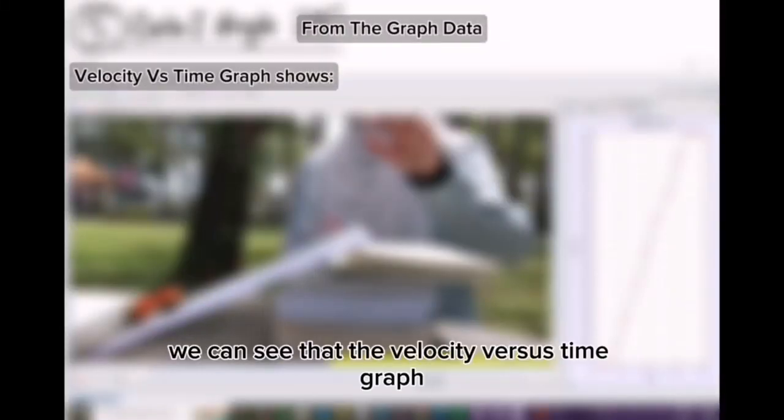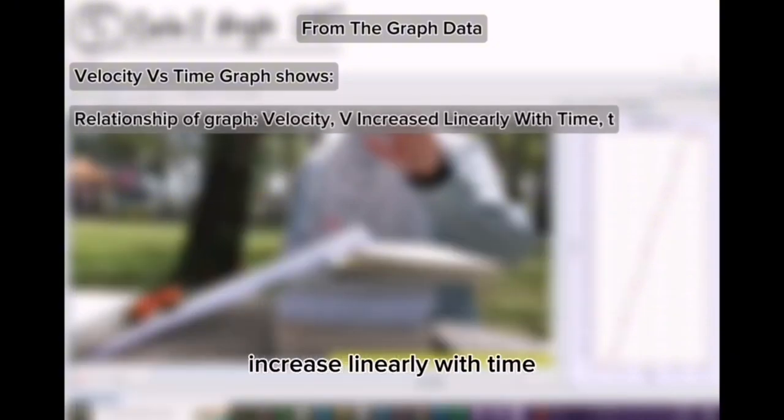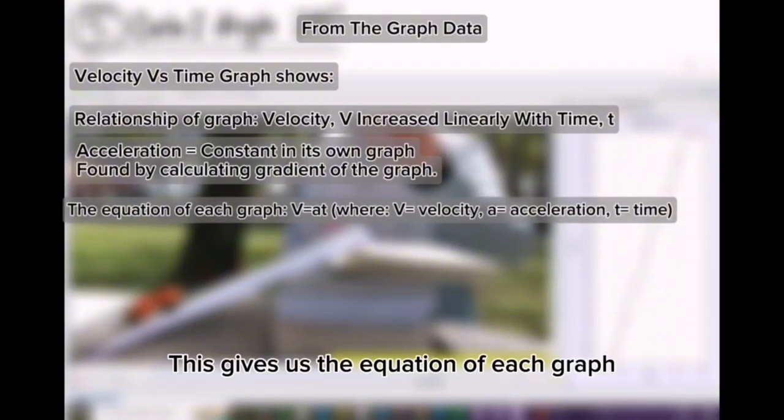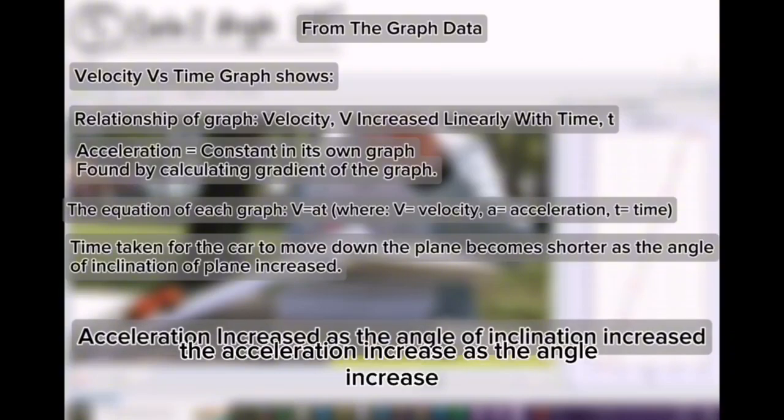Now, from all the data, we can see that the velocity versus time graph for each angle of inclination of the plane shows that velocity increases linearly with time, which means that in each graph the acceleration is constant, which can be found by calculating the gradient of each graph. This gives us the equation of each graph, which are all the same, which is v = at. We can also see that the time taken for the car to move down the plane becomes shorter as the angle is increased, which means the acceleration increases as the angle increases, which we will be proving with calculation next.